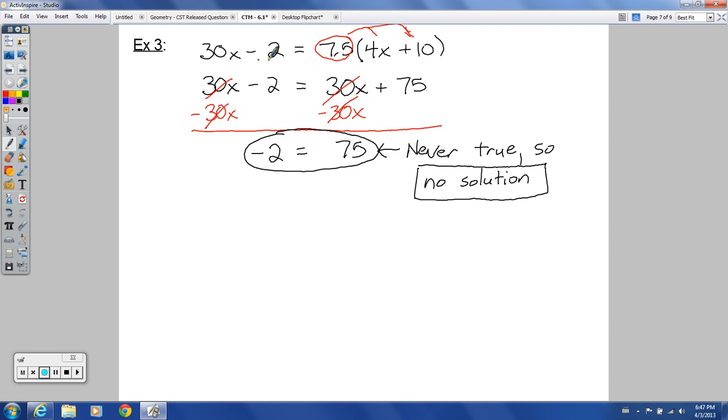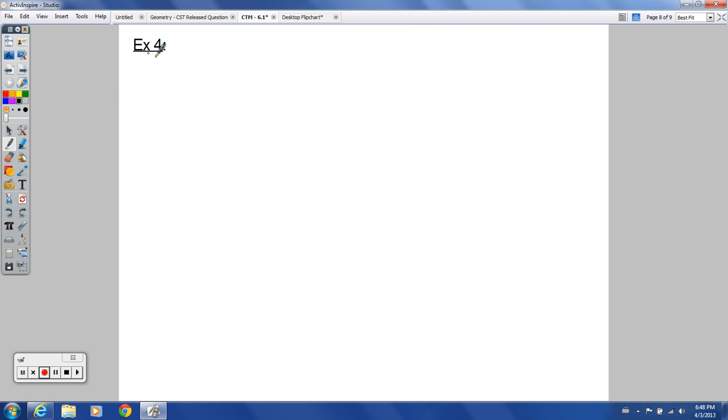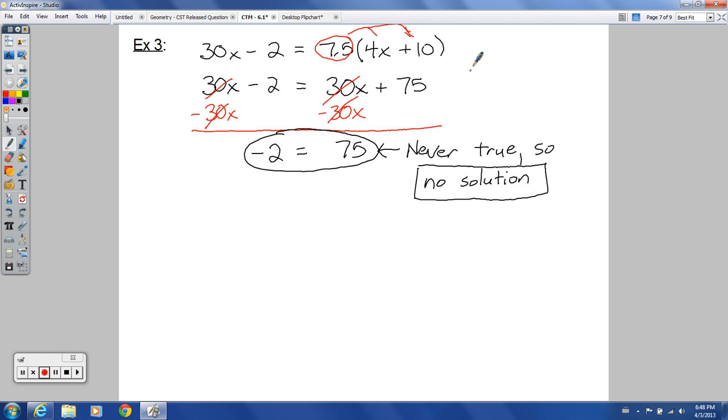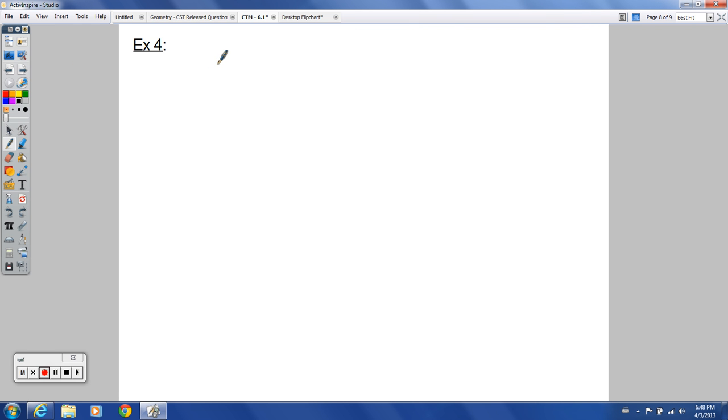And so if you were to graph these actually as lines, which we'll be doing later in this chapter, in chapter 6, you would find that these are parallel lines. They never cross, they never touch, meaning they have no solution. They have no intersection, means they have no solution. Let's check out a fourth example with a similar sort of idea here.